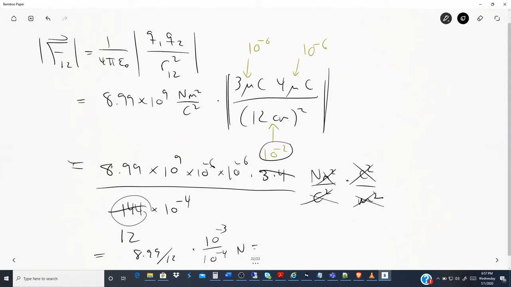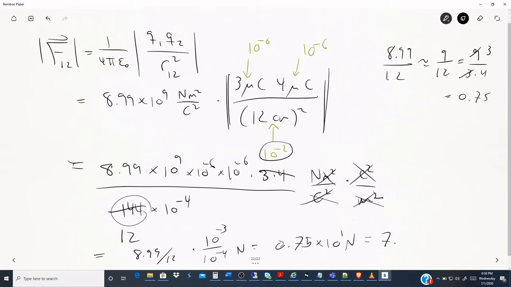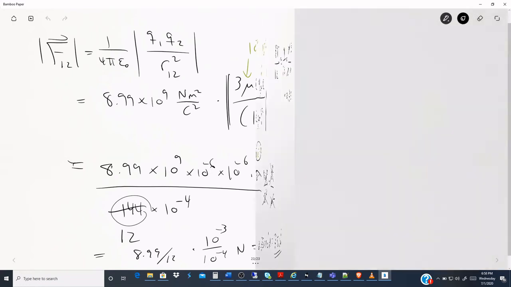Okay. I'm going to go ahead and round my 8.99 to a 9. So I'm going to say 8.99 over 12 is approximately 9 over 12, which is 9 over 3 times 4, which makes this 3/4. So that's 0.75. So now I have approximately 0.75 times 10 to the first power newtons, or 7.5 newtons. And that is the answer. Next, we'll do an example on determining the direction of the force.